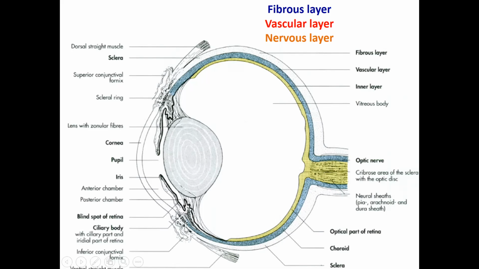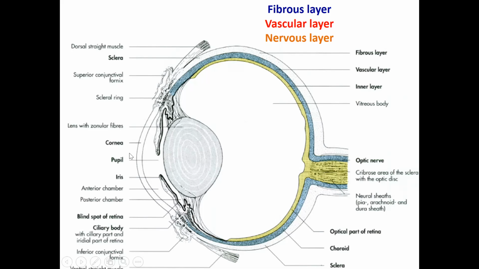The posterior 2/3 or 4/5 of this outermost layer is opaque and white in color, and it is tough and fibrous. It provides structure, shape and support to the eyeball. But as it comes to the rostral or anterior surface of the eyeball, it becomes transparent, and its anterior 1/5 is called the cornea. This cornea is transparent, and it has no blood supply of its own, and it receives its nutrition from the fluid which is present in the eyeball. And here we have the lacrimal fluid.